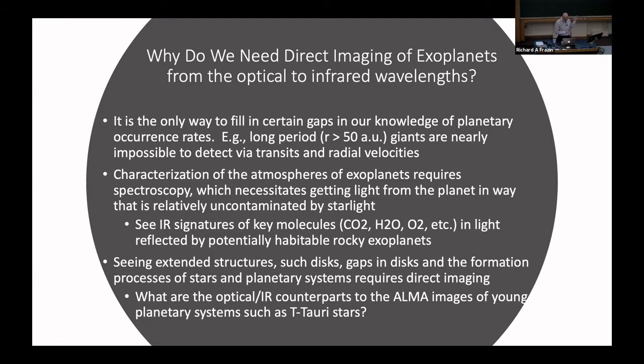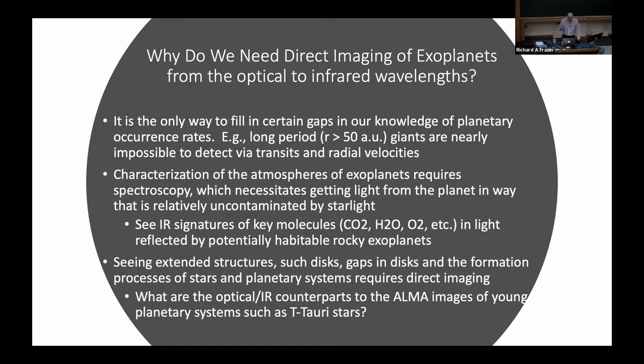And then, as I hinted at before, if we want to see the atmospheres and key molecules that might be in the planetary atmosphere, such as carbon dioxide and molecular oxygen, we need to somehow see the light that is reflected by the planet. And in addition, there's a really great science case for seeing structures such as protoplanetary disks in young star systems that are in the process of forming.